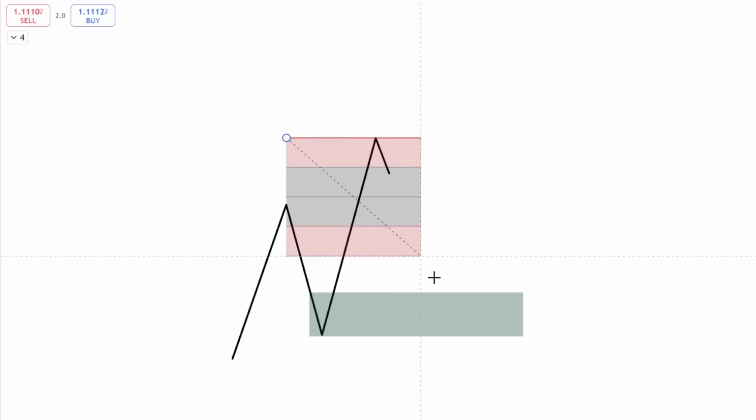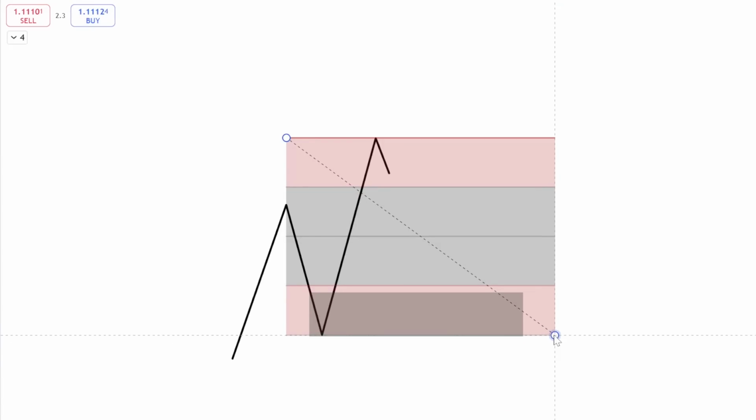You always want to pull out your fib and locate your levels. You want to locate your extreme levels. This would be your extreme discount and this would be your extreme premium. So you would want your inducement to occur in fair price, somewhere in the middle. At fair price or before.